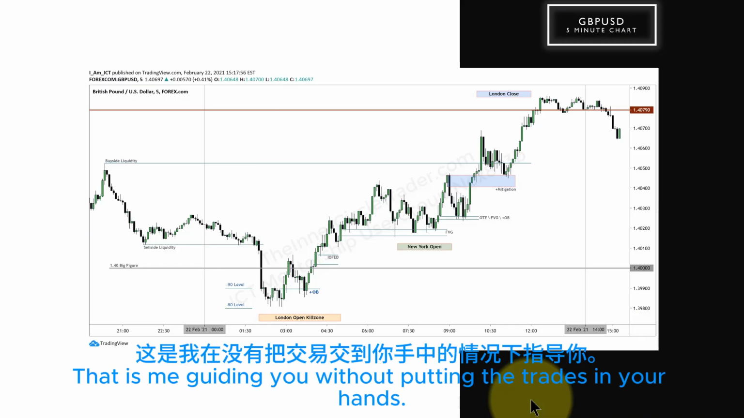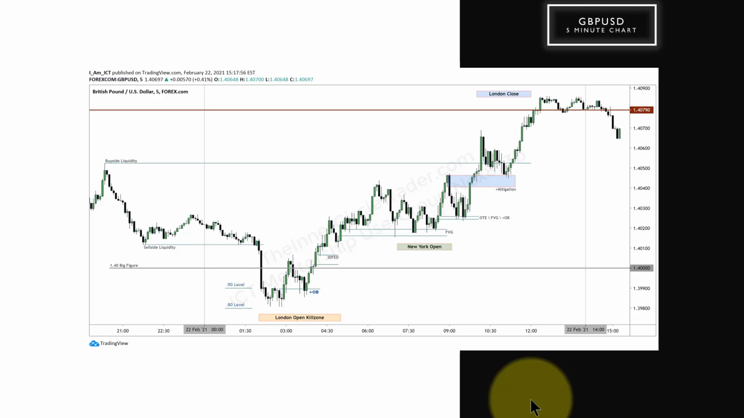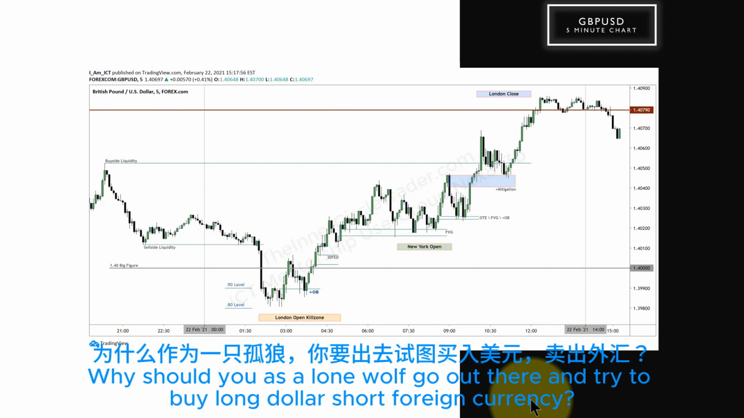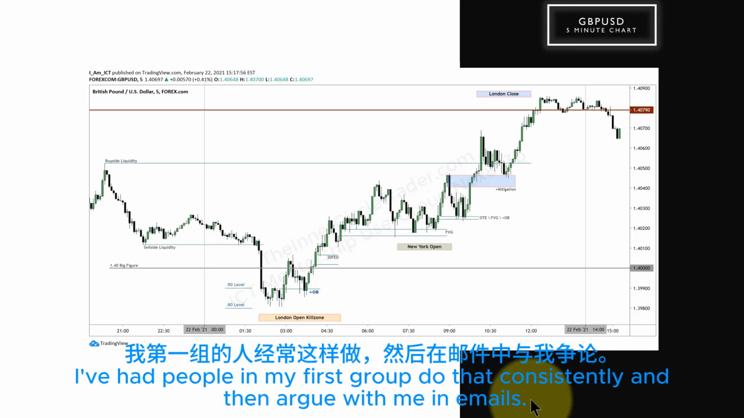That is me guiding you without putting the trades in your hands. Because it feels good for you to know, okay, as a group, hive mentality, we're bearish dollar. Why should you, as a lone wolf, go out there and try to buy long dollar, short foreign currency? I've had people in my first group do that consistently and then argue with me in emails.